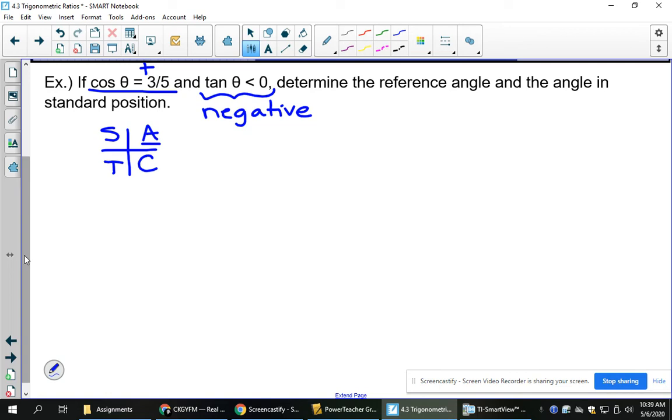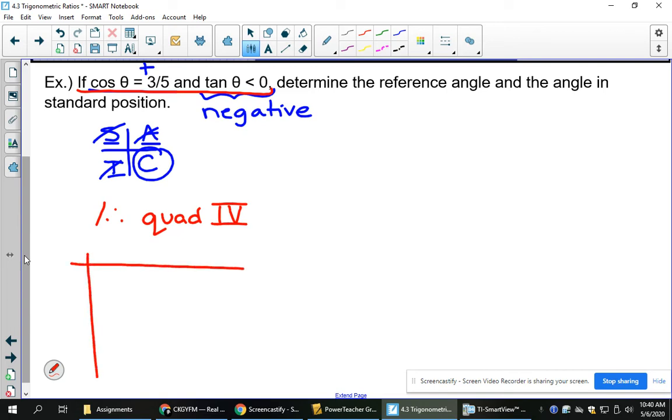Well, all signs are positive in quadrant 1, so it's not that quadrant. Sine is positive, meaning cosine and tangent are both negative. Well, our cosine is positive, so it's not this quadrant. Tan positive, definitely not that. Quadrant 4 is where we're working. All of this information in this first part here was given to you to tell you that therefore you're working in quadrant 4. So here I go with a sketch of quadrant 4.